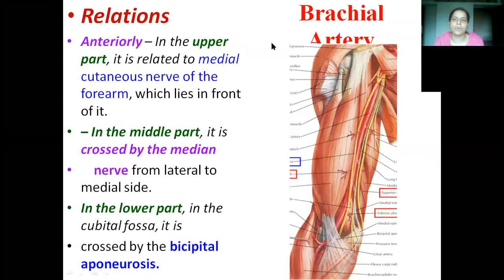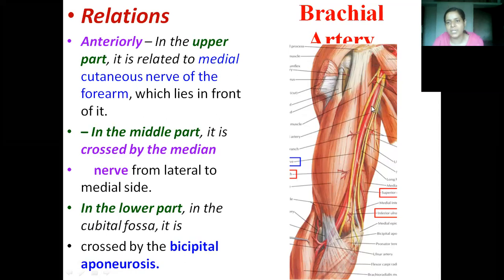Okay. So now coming to the brachial artery relations, what is the name of this muscle? Biceps brachii. So anteriorly, it is actually covered by this biceps brachii muscle. Upper part is coracobrachialis. Okay. Then you also find other nerves, like it is also covered by the medial cutaneous nerve of the forearm, which is lying in front of it. Middle part of it is crossed by this nerve. What is the name of this nerve? From the lateral cord and medial cord of the brachial plexus, there is one nerve which is formed, that is the median nerve.